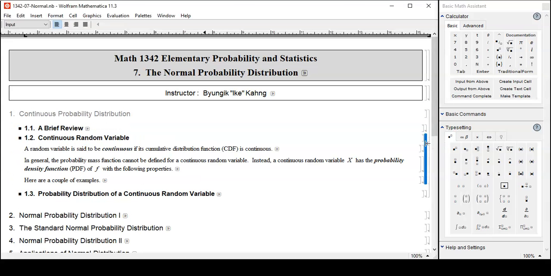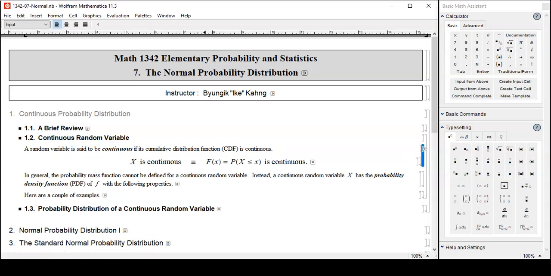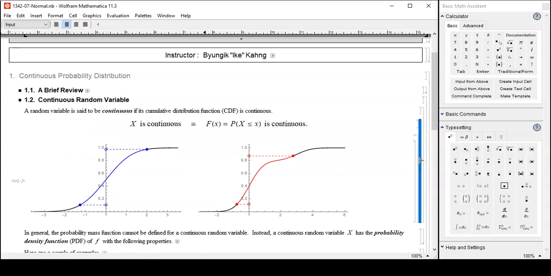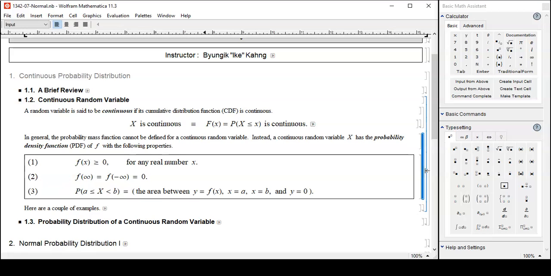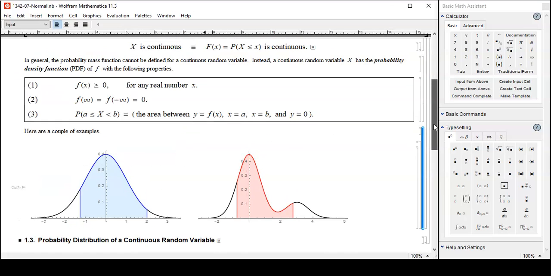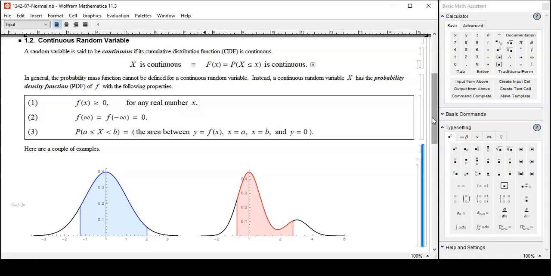We talked about continuous random variable, and it consists of continuous CDF and the probability density function, PDF like this. And we have these features. Number 1, non-negative. As you can see, both graphs are above the x-axis. Number 2, toward positive infinity and also toward negative infinity, going down to 0. Yes, to the right-hand side, to the left-hand side, both going down to 0.